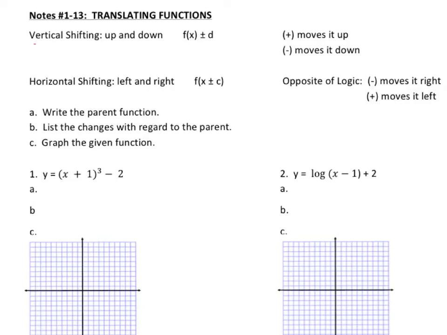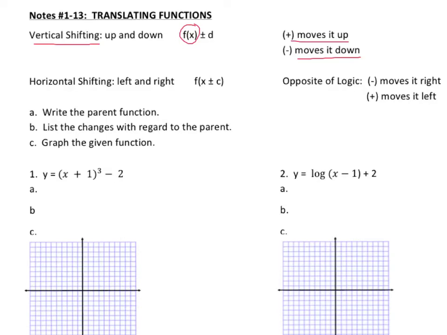When you have a vertical shift, that means the function is going to move up or down, and it all is dependent on what is being done to the end of the function. So right here we have our function, which is just f of x. If you have something being added to the end of it, that is going to make it move up. If something has been subtracted at the end of it, that is going to make it move down. So it's just common sense. It's logical. If you have a plus d, it moves up. If you have a minus d, it moves down.